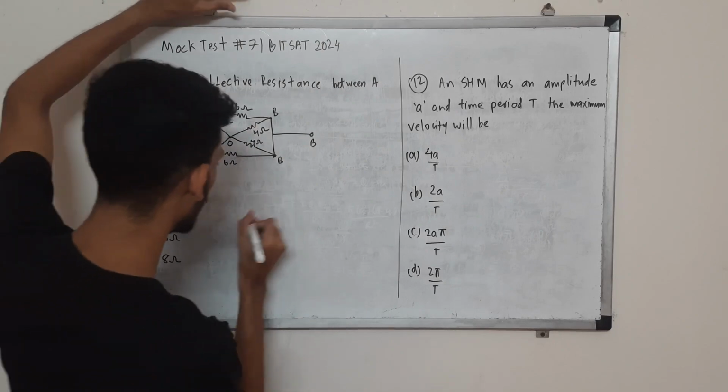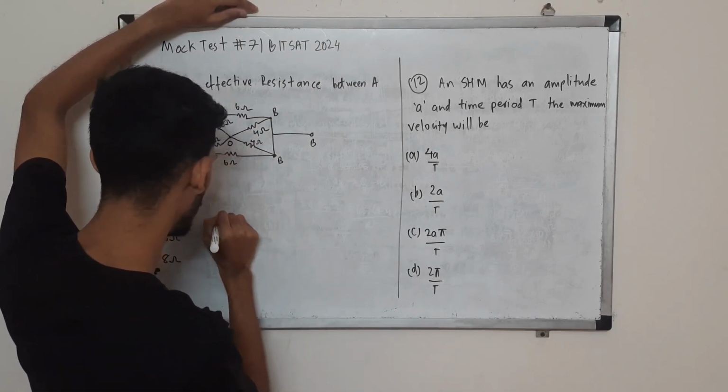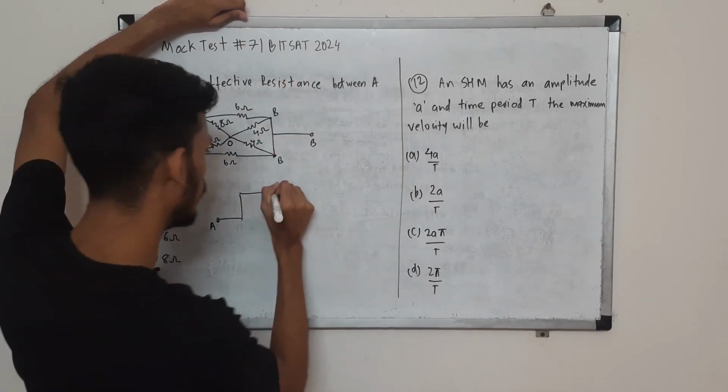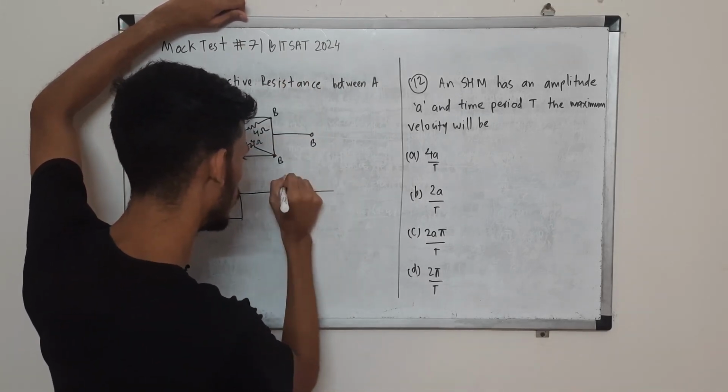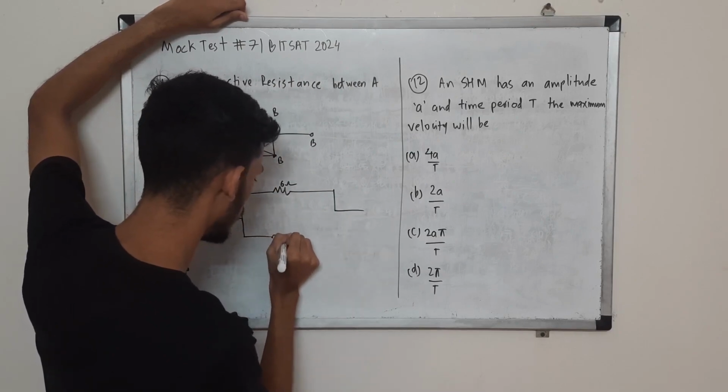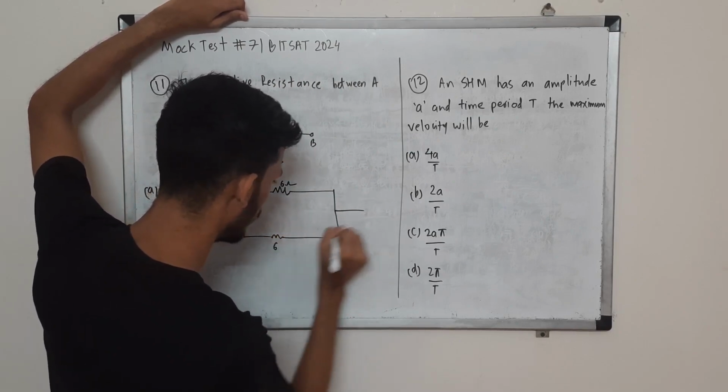So we can redraw this. Okay, so we'll have A over here. Then we'll have this 6 ohm between A and B. So 6 ohms, the case is simplified. This is the 6 ohm between A and B.